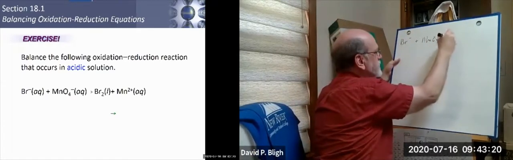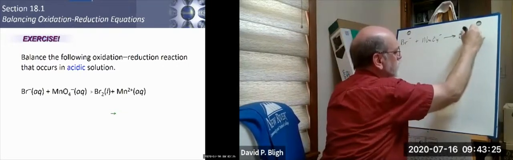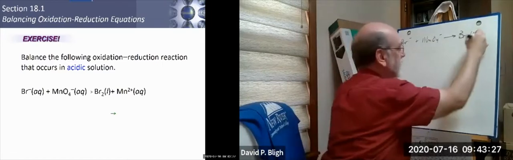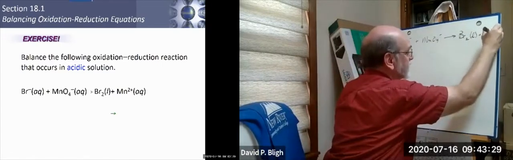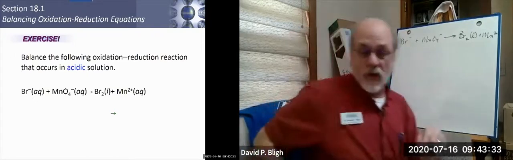MnO4 minus yields bromine (liquid) and manganese. Okay. So what do we do first?